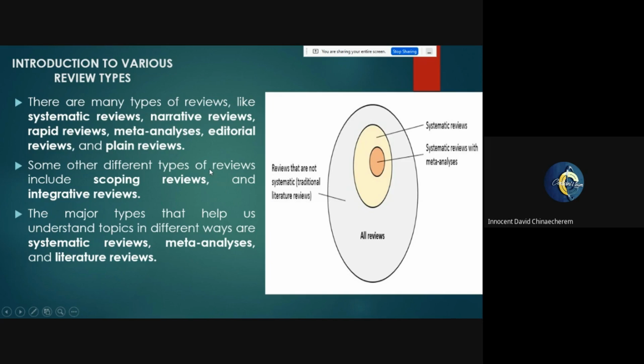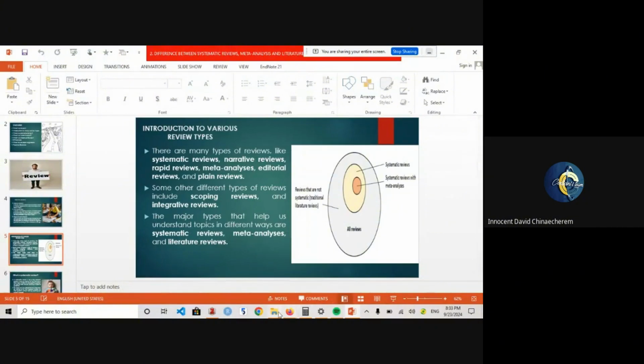Now, we also have what we call the integrative reviews. The integrative reviews are also part of this, but we won't really classify them as a systematic review because of its approach, but it's also a type of review.